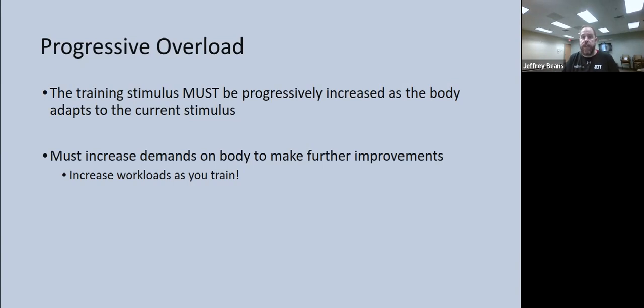If we don't, then we cannot maintain and may even lose some of the gains that we could potentially have. So we must increase the demand on the body to make further improvements. So you can't just, as I said with my wife, Lynn, go into the gym and do the same thing all the time and expect to see the same results. You have to continue to push the body to make improvements over time.